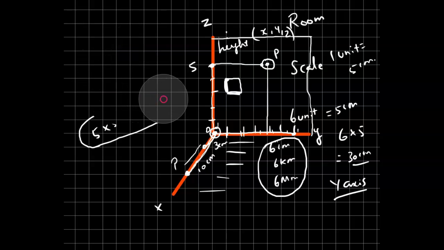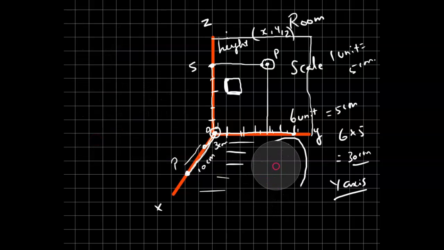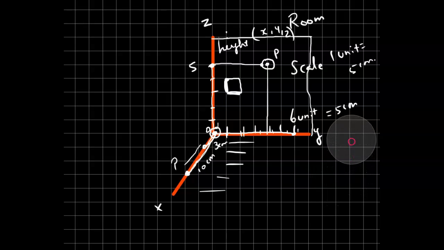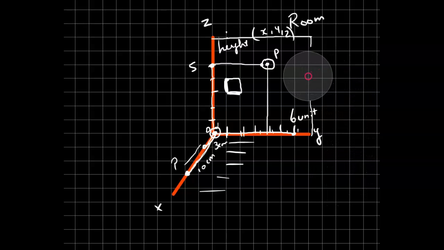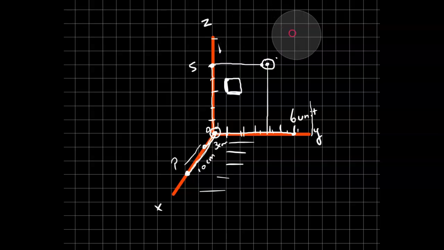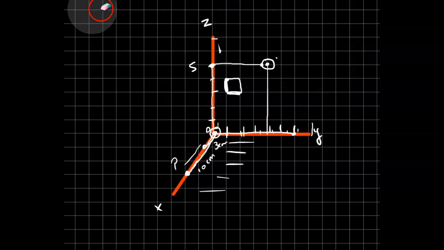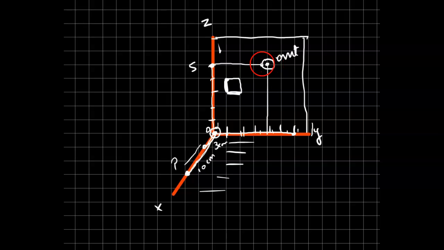Now I am going to locate the position of an ant. Before that I want to erase this, so it will be easier for us to understand. Okay, fine. Now here is the position of the ant. So I'm going to locate this. Now it is on the wall, on the vertical wall. So how am I going to locate it? I have to go this much distance on the y-axis and this much distance on the z-axis.